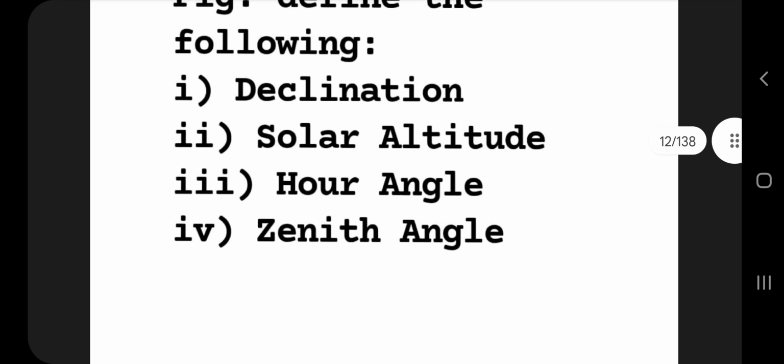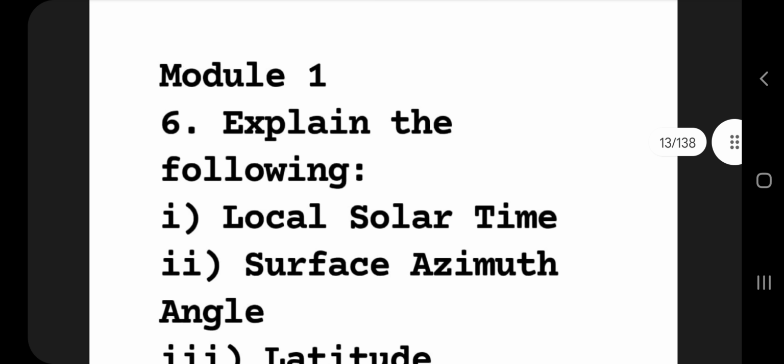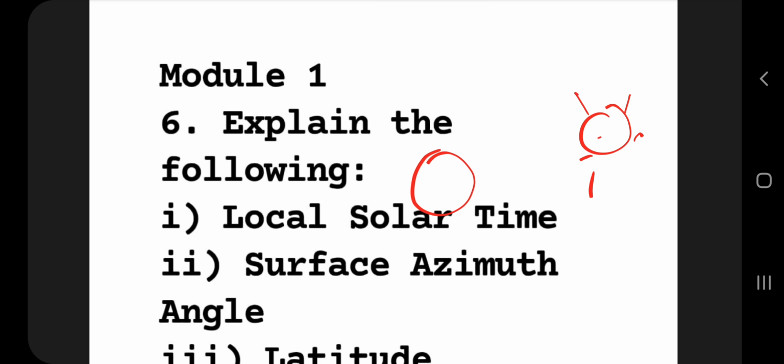Actually there are many terms, these were the most repeated ones, so I selected these four. Declination, what do you mean by declination? By the name you can understand that there is an angle. If this is the sun here and this is the earth, just understand it like a story, it's very simple. This is the center of earth, this is center of sun, and draw a line in between those. And this is the equatorial plane. The angle made between the line and the equatorial plane is called what?